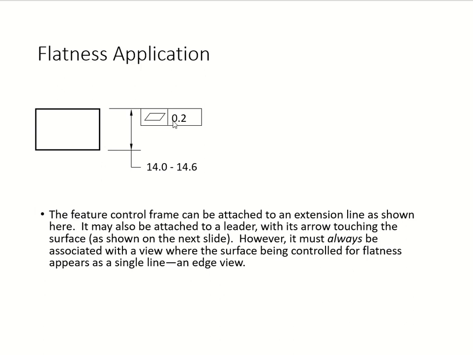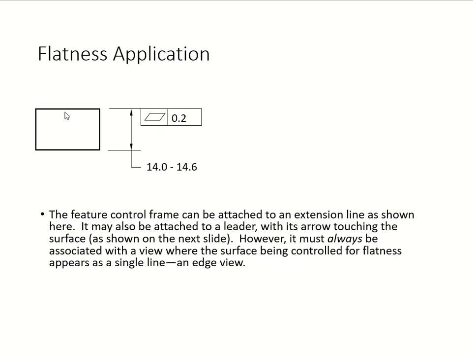Here you have your control frame, which is attached to the extension line dimension right there. See how the control frame is attached to the extension line. Sometimes the control frame is attached to a leader line. There are different ways of writing it, but it doesn't matter how you write it, it always has to be associated with the appropriate view.